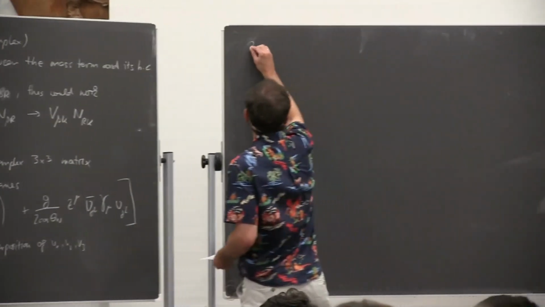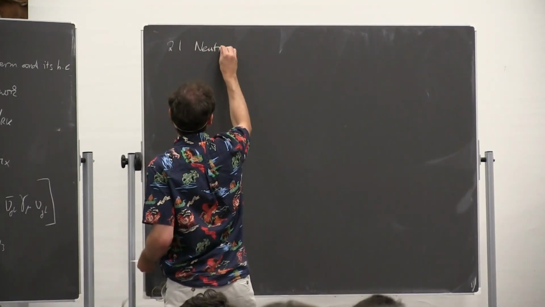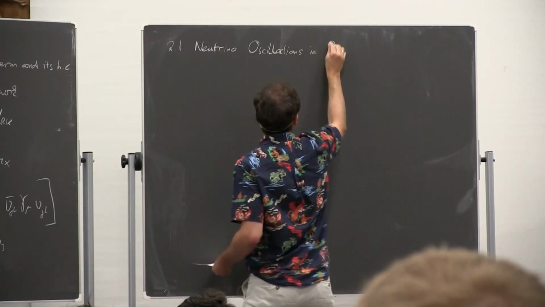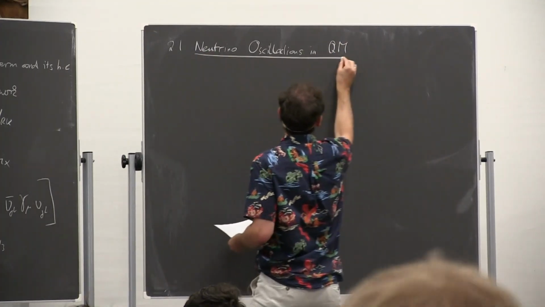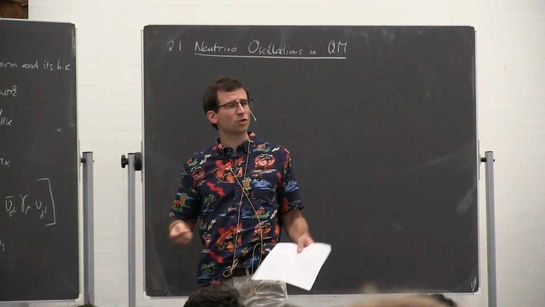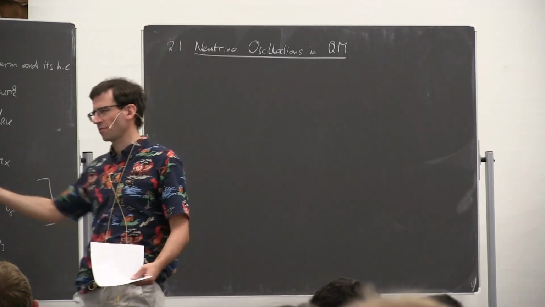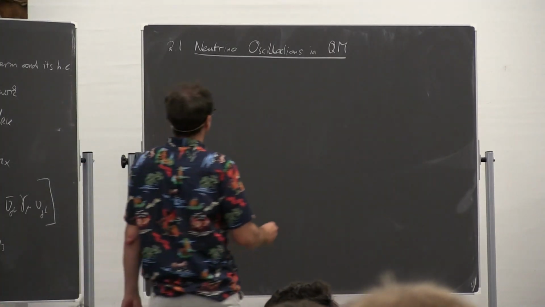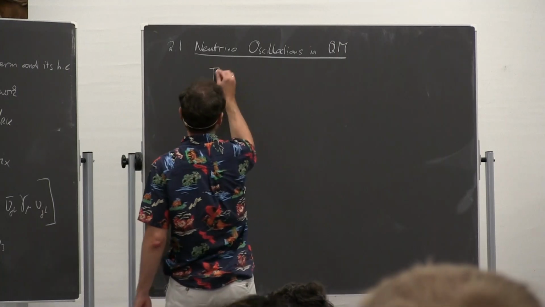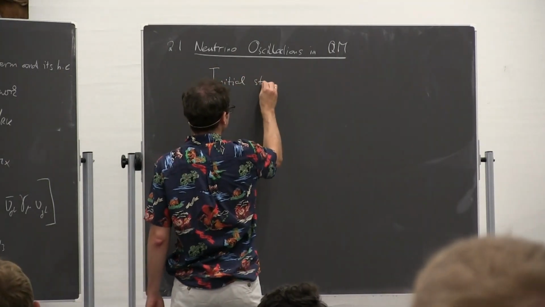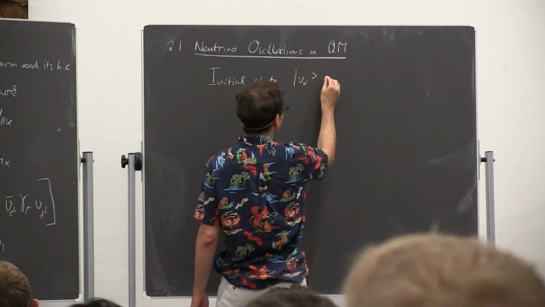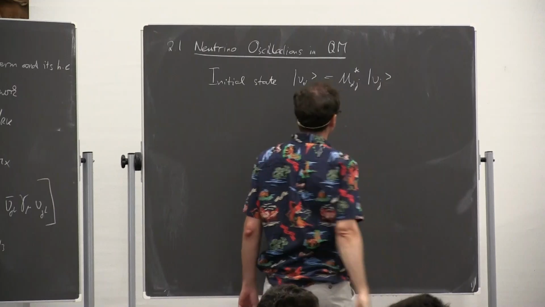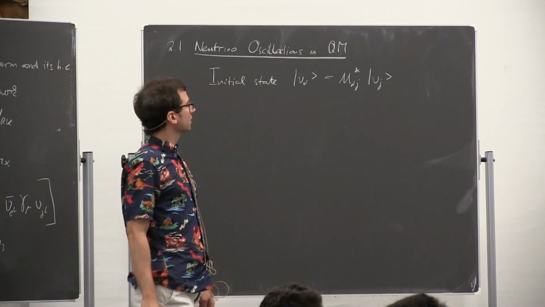So, let's call this 2.1, neutrino oscillations in quantum mechanics. In that language, we assume we have some sort of neutrino source that produces a neutrino together with a charged lepton. Can be a pion decay, can be a nuclear decay. And we write this initial state as a superposition of mass eigenstates. So we have an initial state nu alpha, which we write as U alpha j star nu j. Okay.